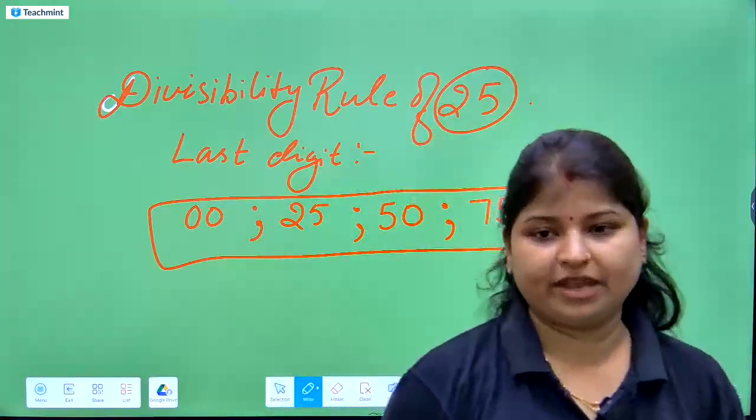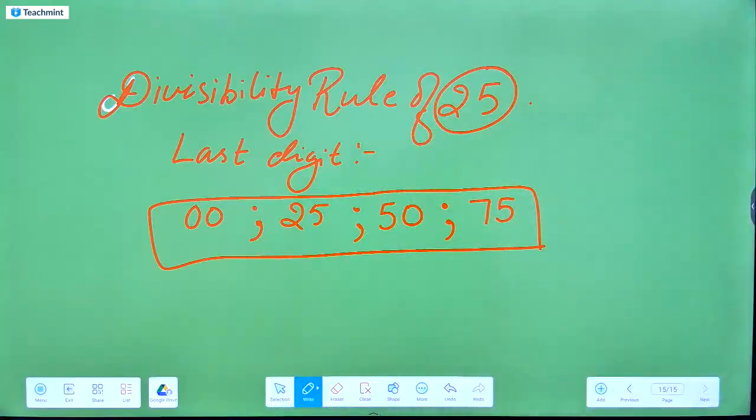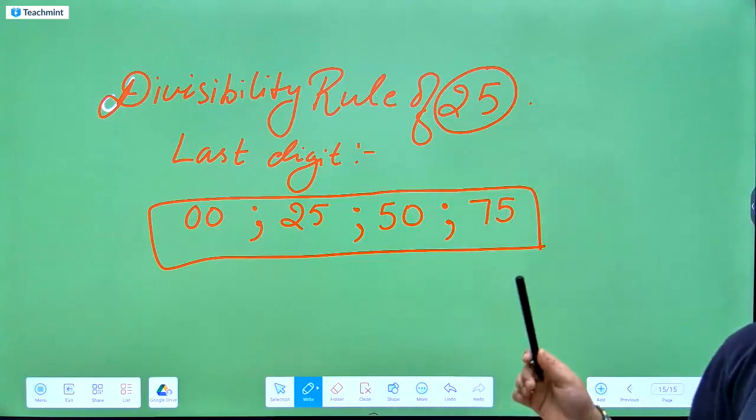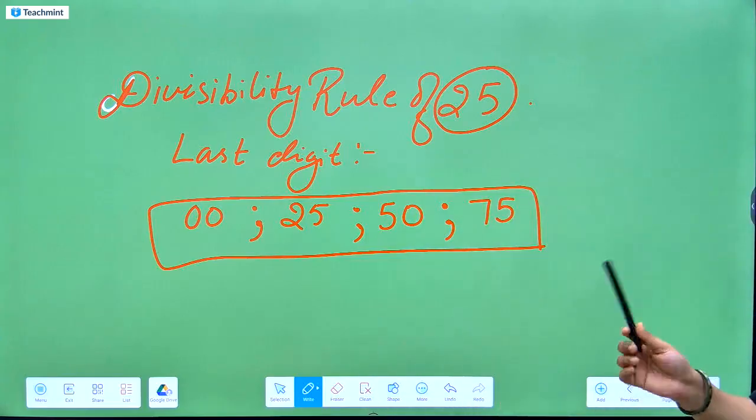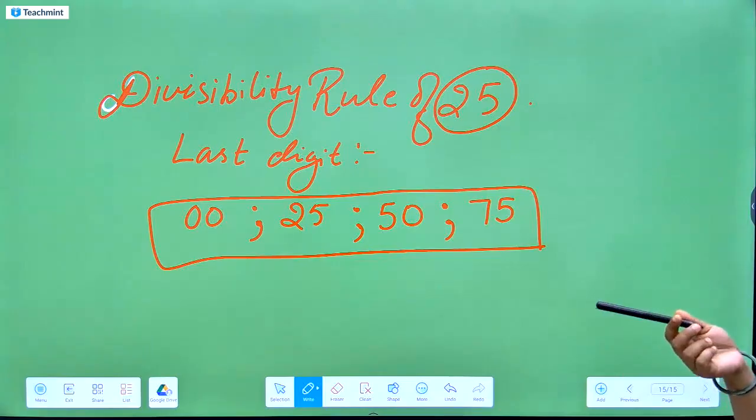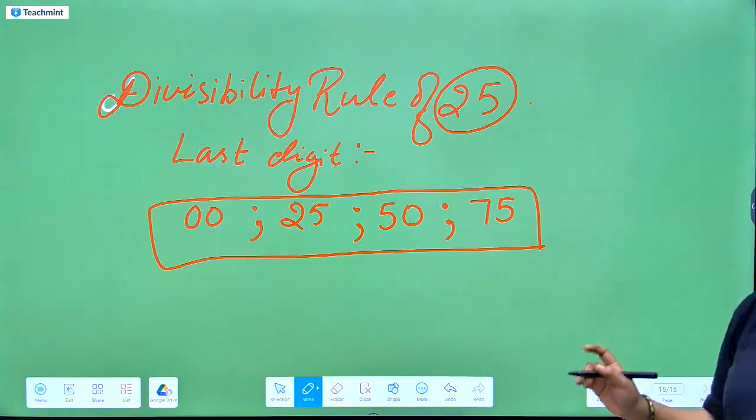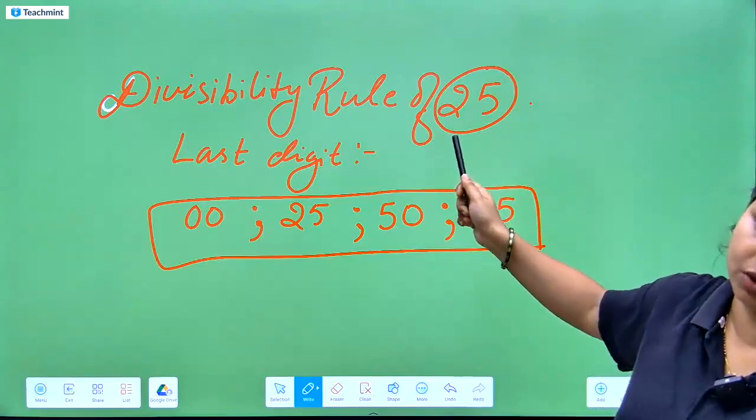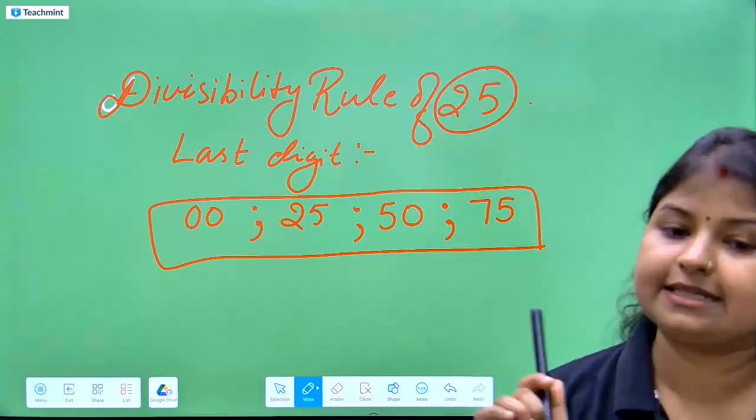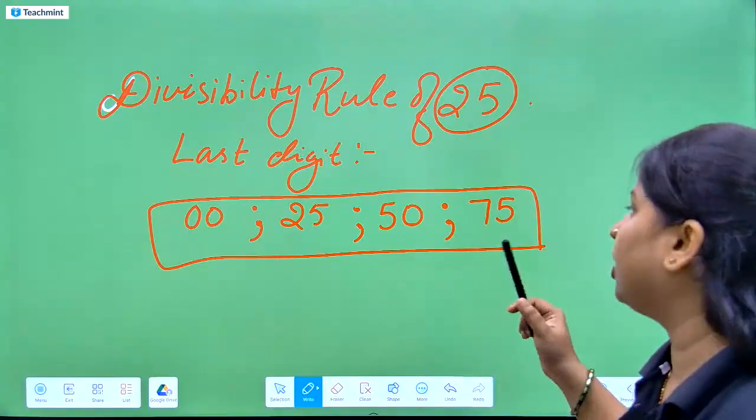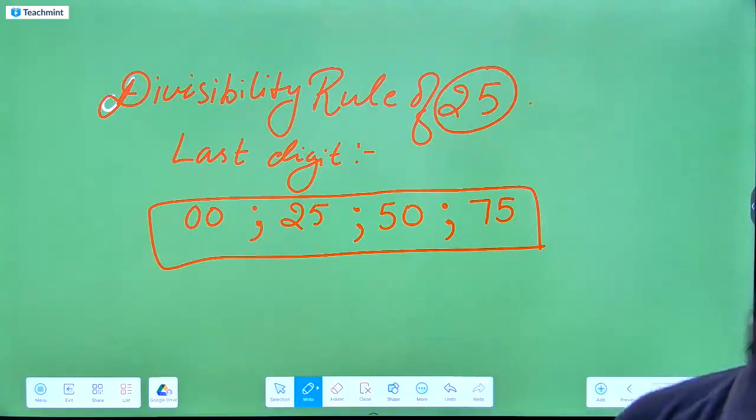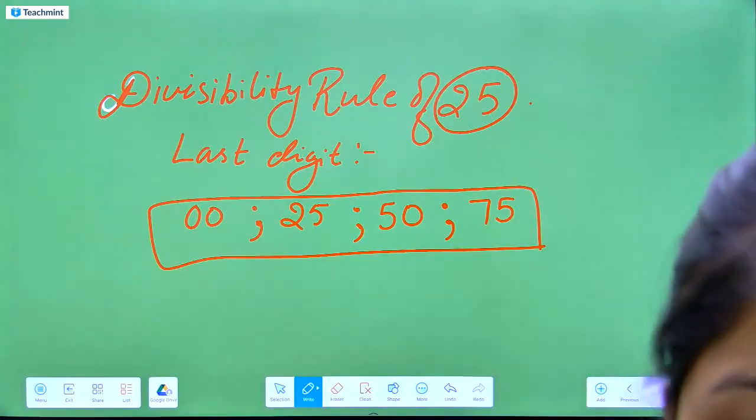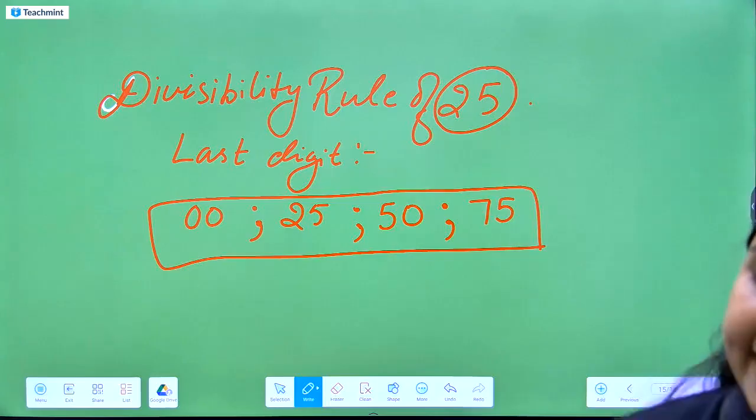Please turn off your mic, beta. If the last digits are 00, 25, 50 or 75, beta, the number will be divisible by 25. Okay. If the last digits are 00, 25, 50 or 75, the number will be divisible by 25. Any doubts here?